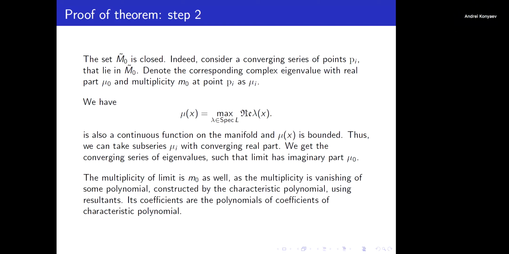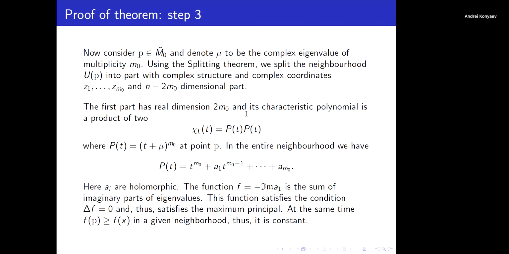So this is just something from calculus, right? It's a calculus discussion. It's not differential geometry, but again, it is important. We have established that M tilde 0 is a closed set. Now we're going to prove that it's an open set, that is, with a given point, it contains a sufficiently small neighborhood of this point. How do we do that?